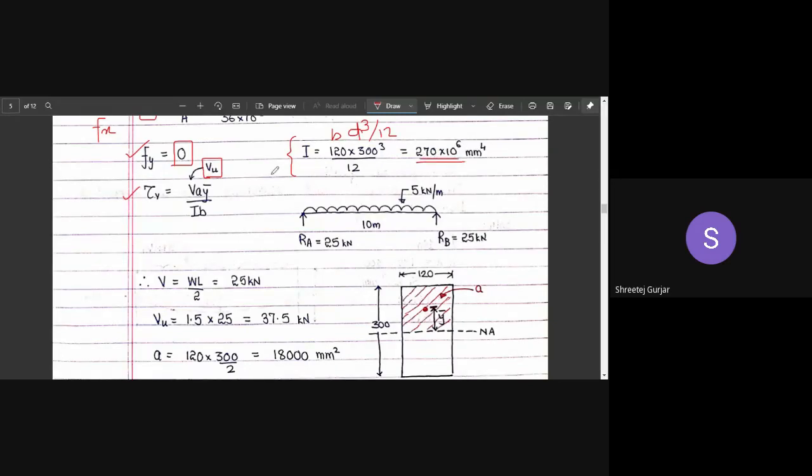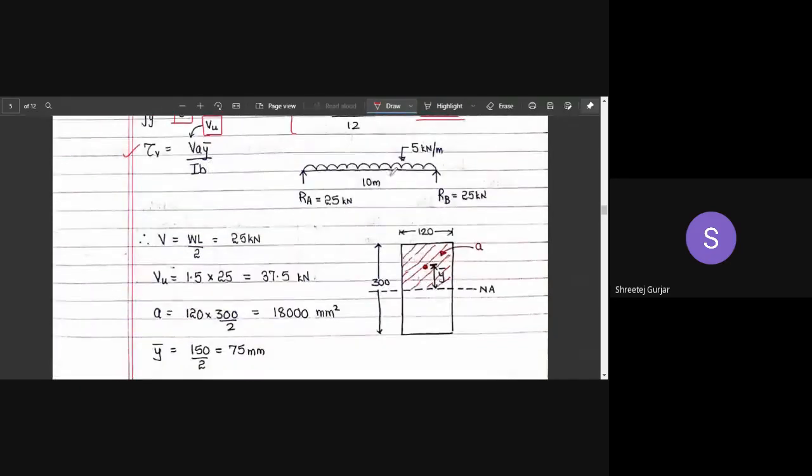Now, coming to this V, we have to calculate the shear force, VU. This is the free body diagram which I have drawn over here. So the support reactions will be what? Half of the load. 10 into 5 is 50, so 50 kilonewton is the total load acting on this beam. Half of the reaction will come on this side, and half on the other side. So 25 and 25. Reactions we have determined: 25 kilonewton here and 25 kilonewton here.